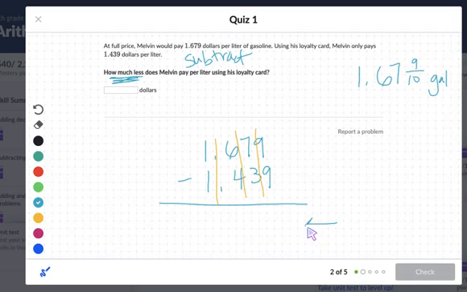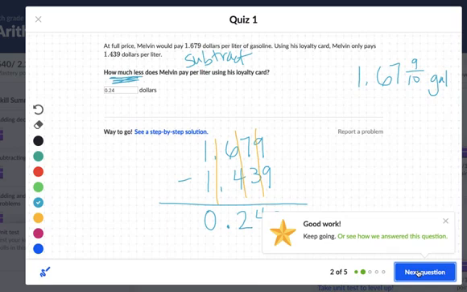And I'm going from right to left. 9 minus 9 is 0, 7 minus 3 is 4, 6 minus 4 is 2, 1 minus 1 is 0. And I put down that decimal point. So he is saving about 24 cents. And that's per liter. So if he has 10 liters that he is filling up at the gas station, then he is going to be paying $2.40 less. So it adds up.